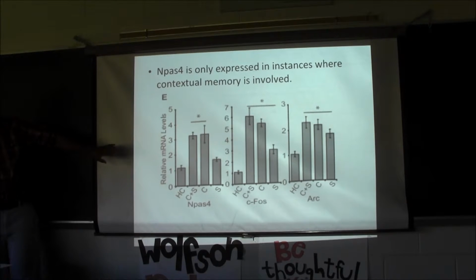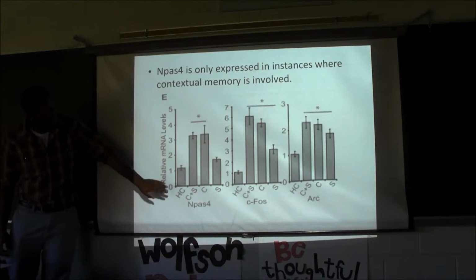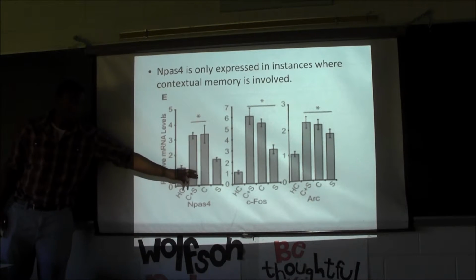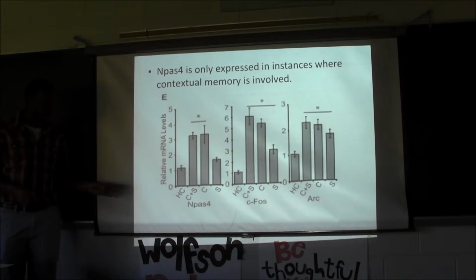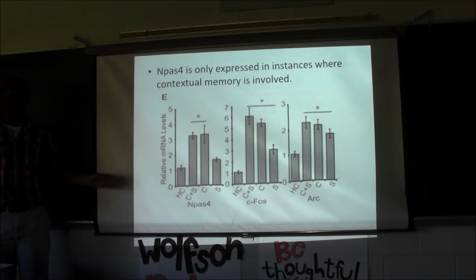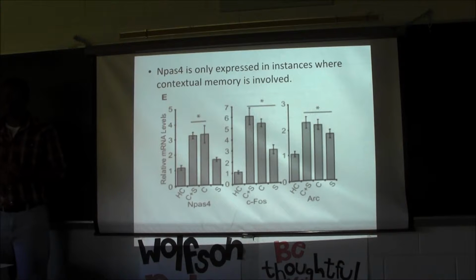So this is the graph of their results. Each one is split up into each gene, and home cage is HC, C plus S, C and S that I just described. As you can see here, NPOS4 is only expressed in significant amounts in contextual and CS and C, which suggests that NPOS4 is only involved in contextual memory encoding, whereas CFOS and ARC are involved in all 3, which suggests that CFOS isn't as important in memory, whereas NPOS4 is only for contextual memory.